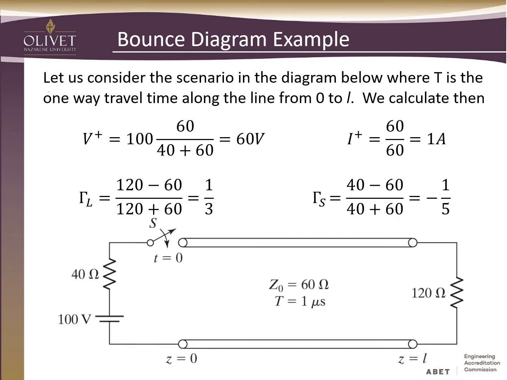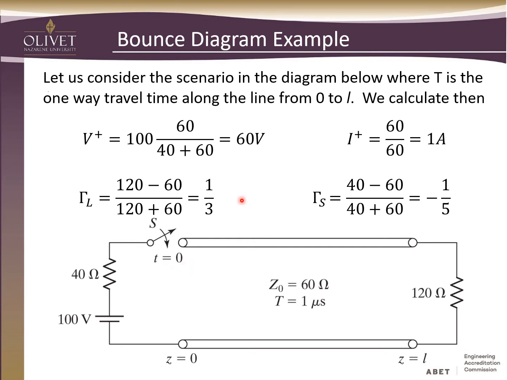So we're going to consider the same scenarios we had before, but let's put some values in there. You can see that we have a transmission line that has an intrinsic impedance of 60 ohms. We have a 100 volt source. We have a 40 ohm impedance that's associated with our source. And we have this load out here that's 120 ohms. Nothing's matched. And we're out some distance L. And we're going to close this switch at t equal to 0.